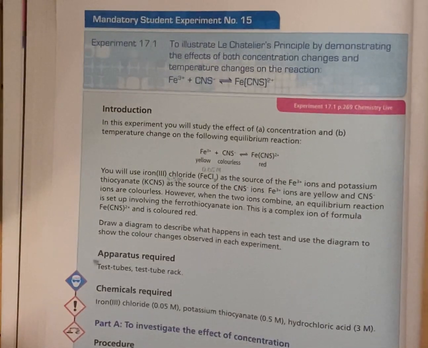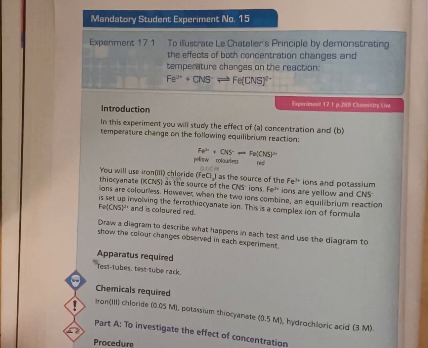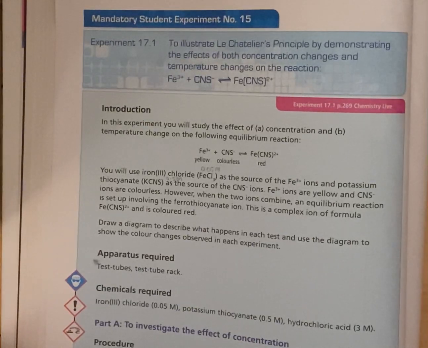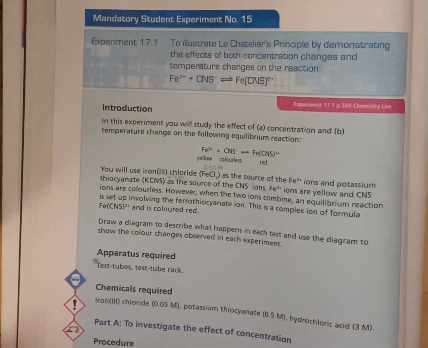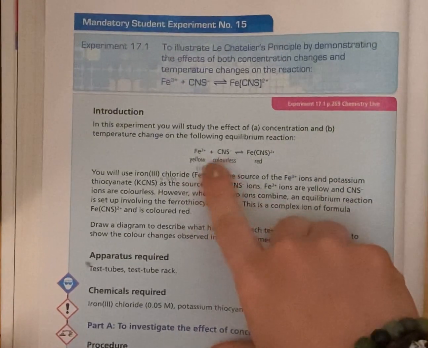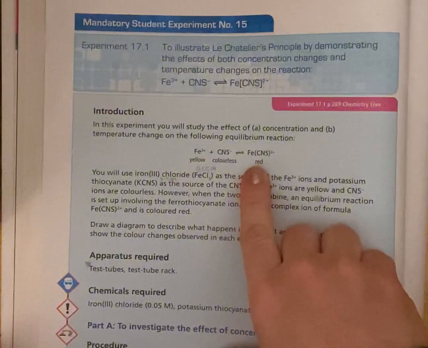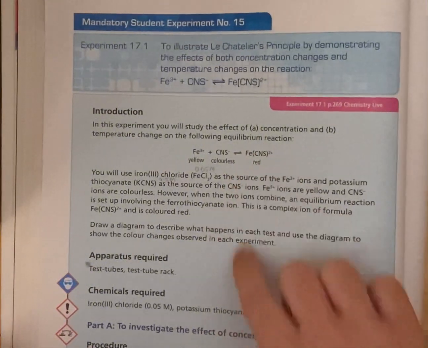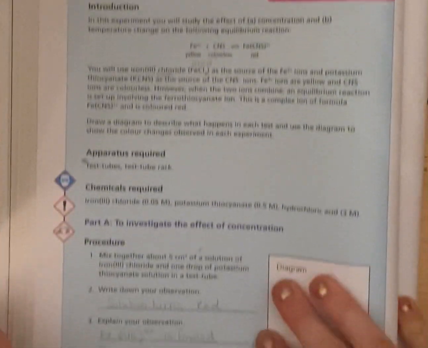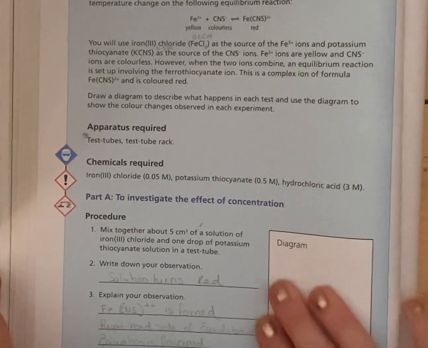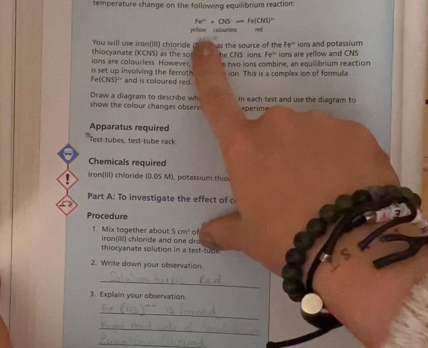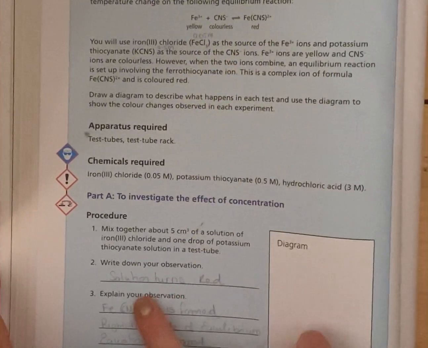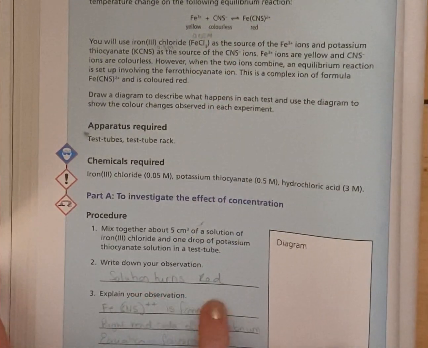Okay, we're going to look at Le Chatelier's principle and the effect of concentration changes and temperature changes on a reaction. When we mix the two of these solutions together in our test tube, we should have a red solution. For the first part, A, to investigate the effect of concentration, first of all, you're just mixing the two solutions together, and we should observe that the solution turns red.